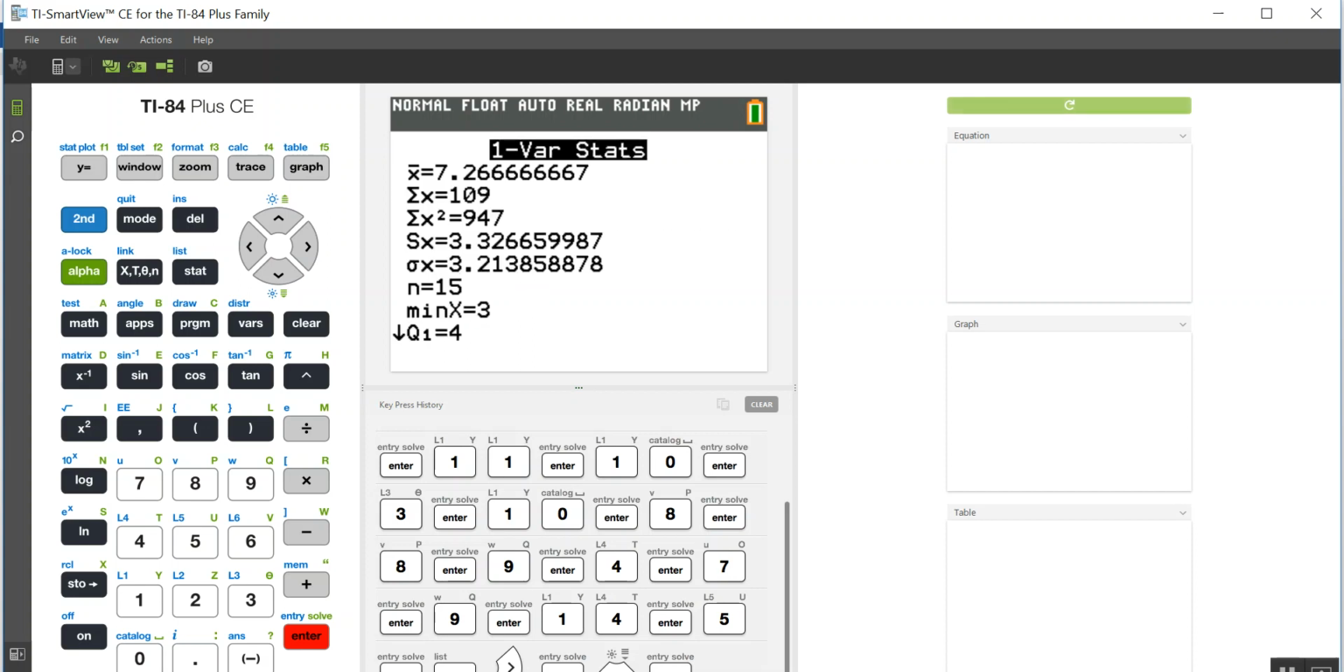And I was asked to find the mean and the standard deviation, so here's the mean right here. X bar is 7.26 repeating. I think I'm going to round that to 7.27. And if I go down here and find sigma, that's this value right here, 3.213 and so on. I think maybe I'll round that to 3.21.